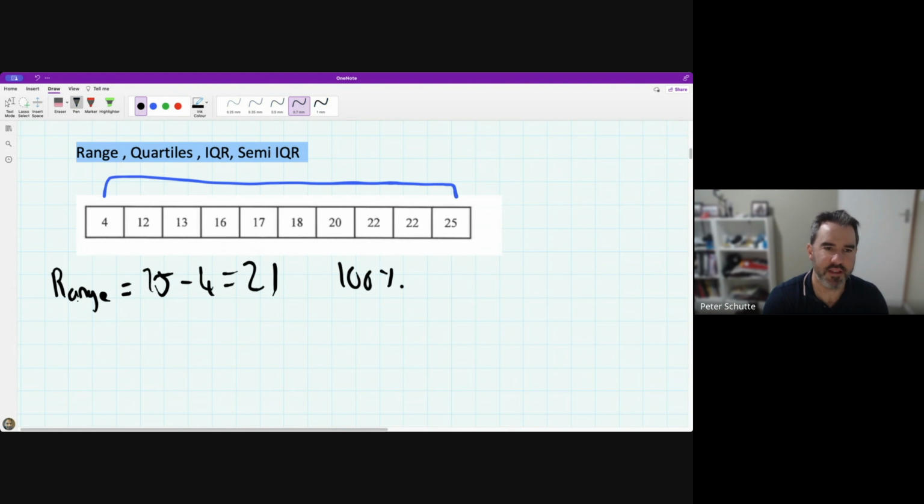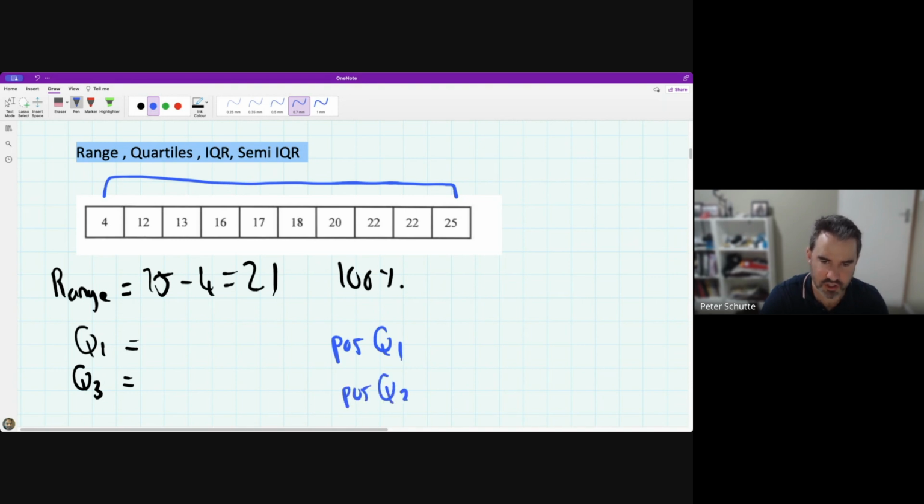In order to find the interquartile range, I first have to find Q1 and Q3. I could also find Q2, but it's not that helpful right now. Now, the quickest and easiest way to find Q1 and Q3 is to use a position formula. So what I do is first calculate the position of these things and then find their values.